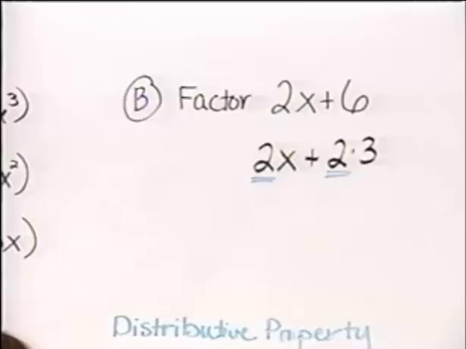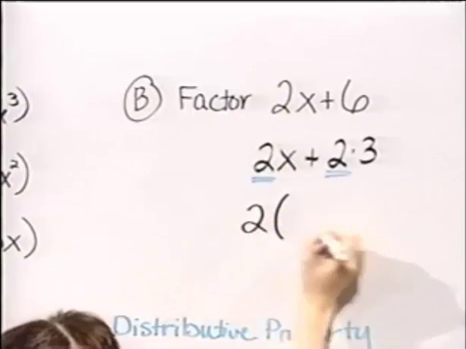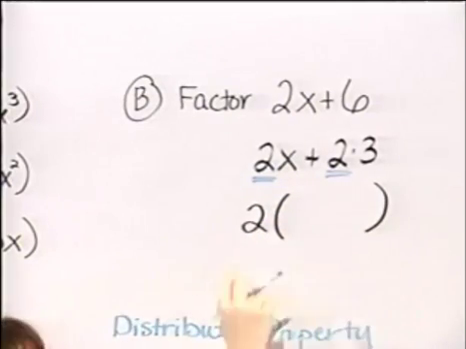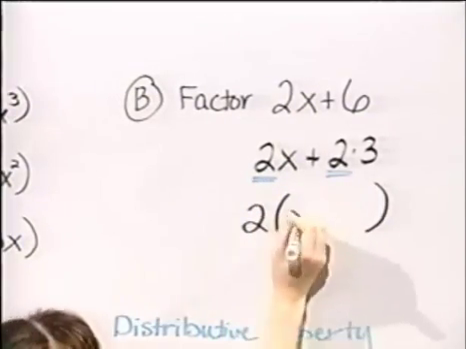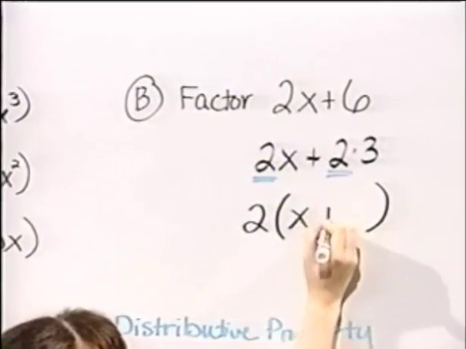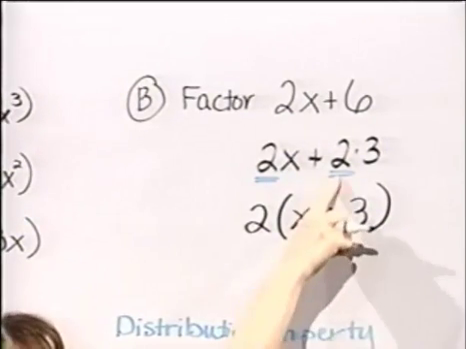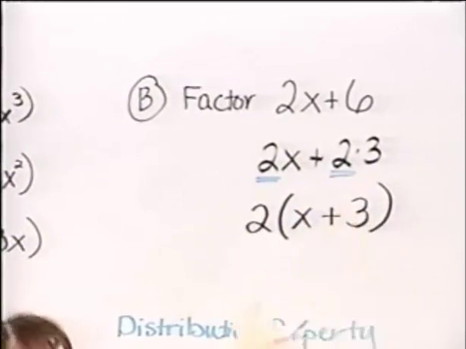I'm going to use my distributive property and I'm going to take it out. So I'm going to write 2, and then I'm going to put a parentheses. If I take 2 away from the first term, I'm left with x. And if I take 2 away from the second term, I'm left with just 3, right? Because if I've taken the 2 out front, I'm left with just 3.